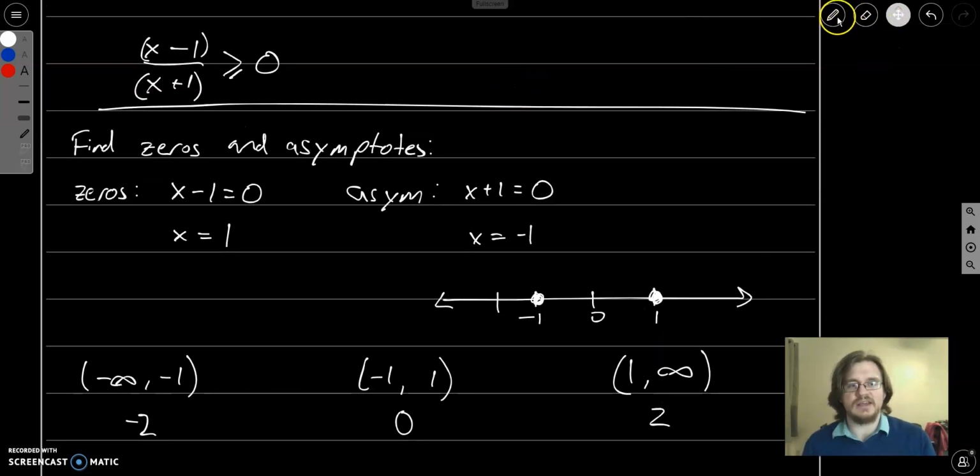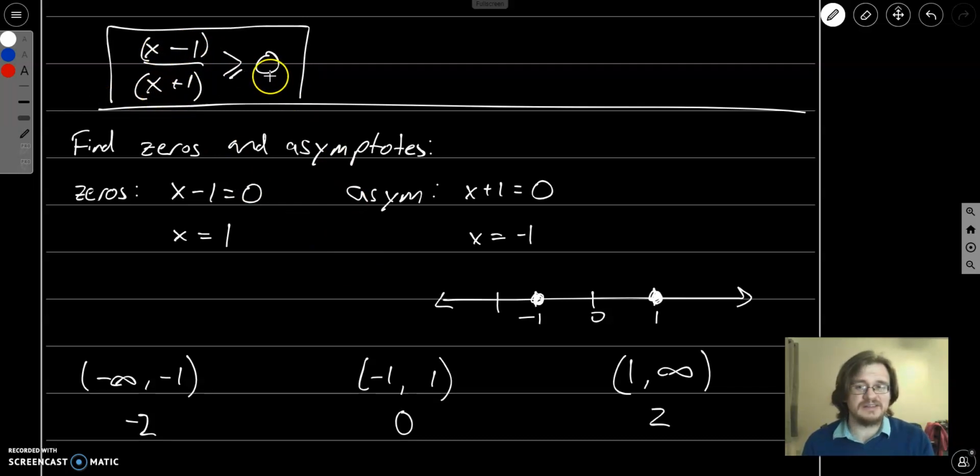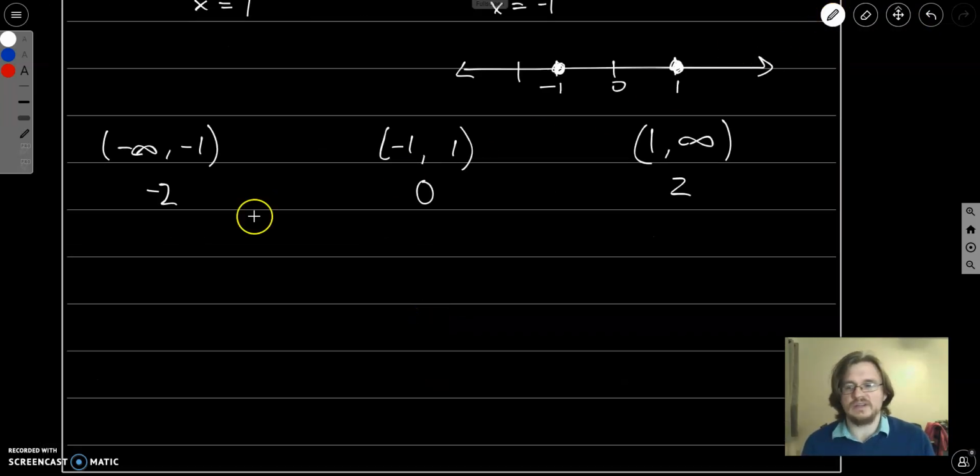So again, here is the inequality. I want to plug negative 2 in over here and see, is it greater than 0 or is it less than 0? I'll plug in 0 and 2 as well. So let's plug in negative 2.